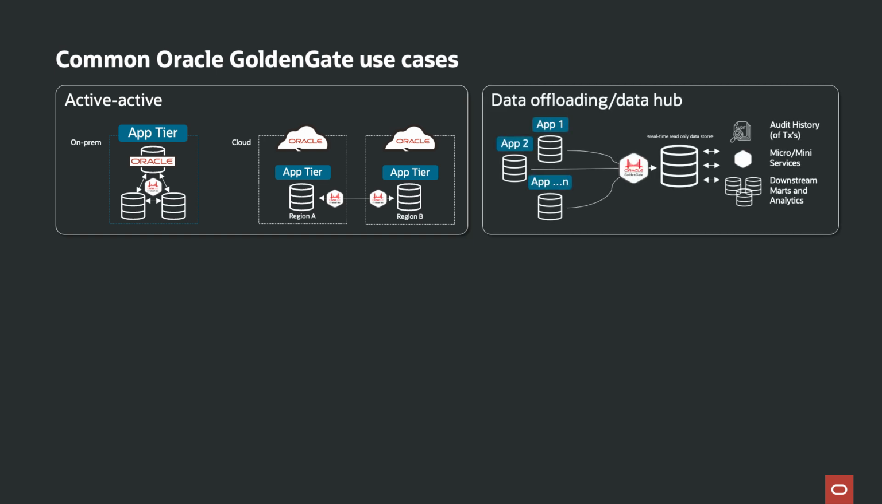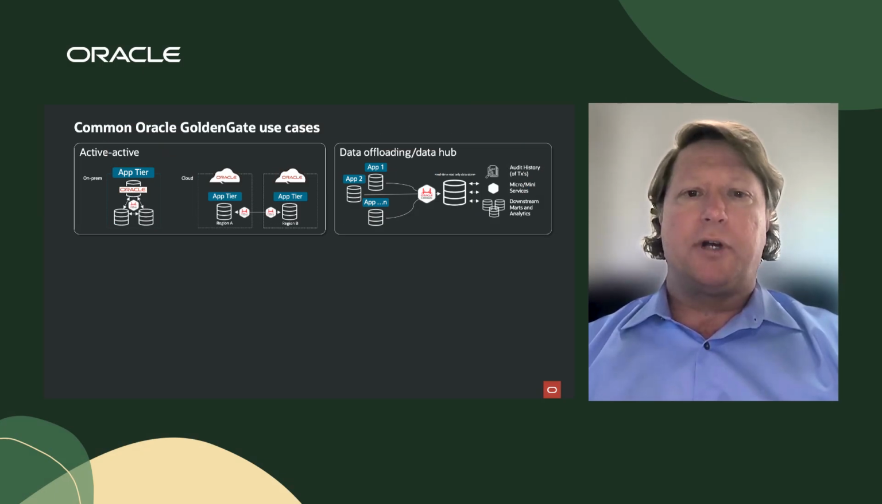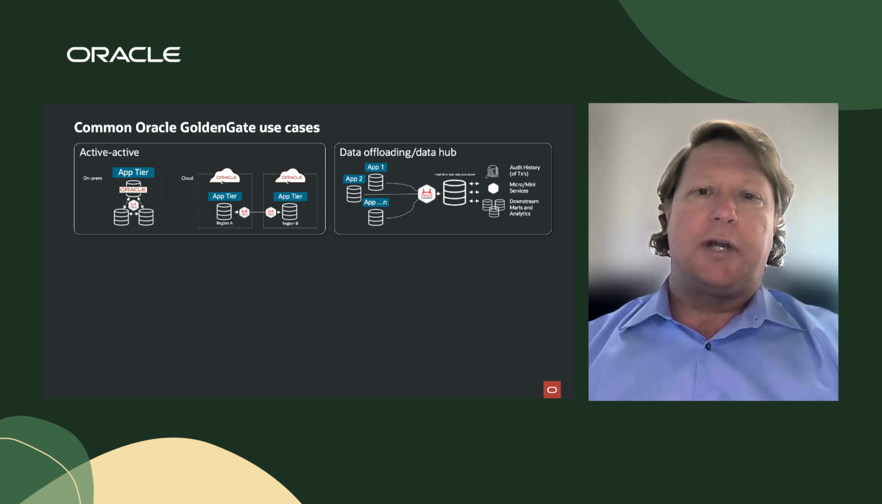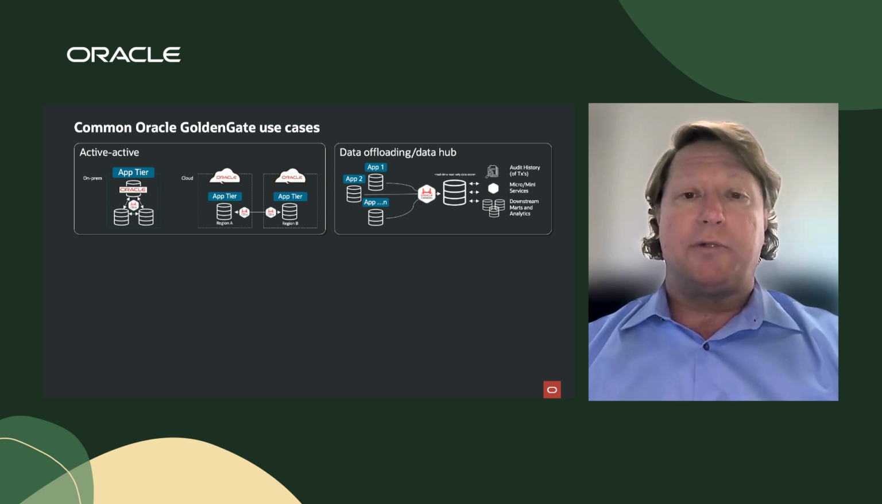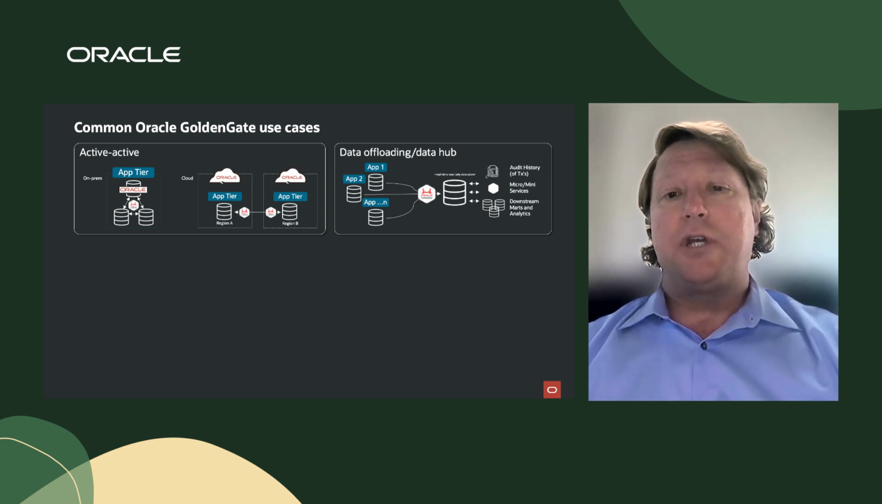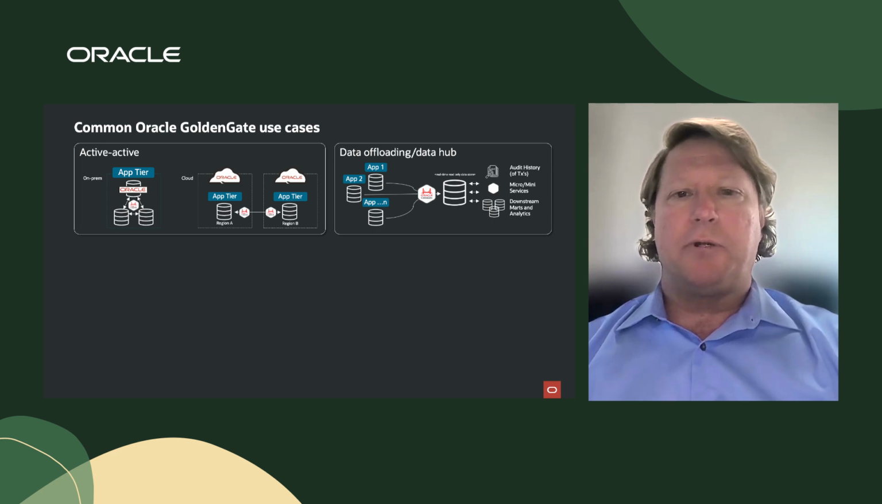GoldenGate can also be used for data offloading or creating a data hub. This is moving data from one or more OLTP databases into a single consolidated system. What's nice about this is these production OLTP databases are often not tuned for reports. Because that target GoldenGate environment is open for both read and write activity, you can change the structure of the tables. I can change the indexing schemes. I can move things around to make those reports run faster. And this allows me to optimize reporting while still making the OLTP systems highly available and optimized for those users.